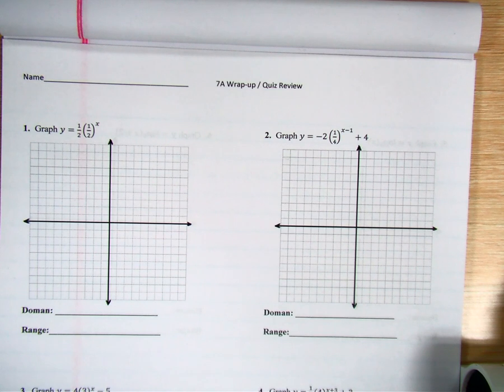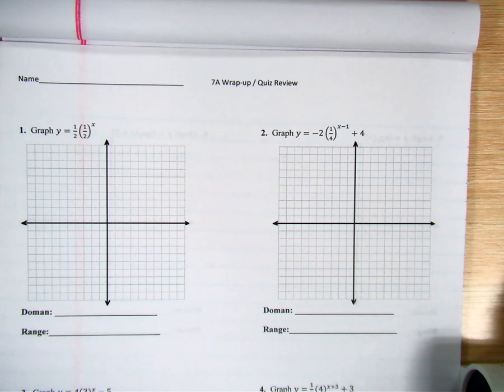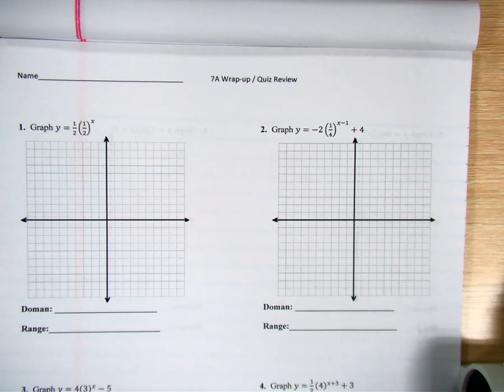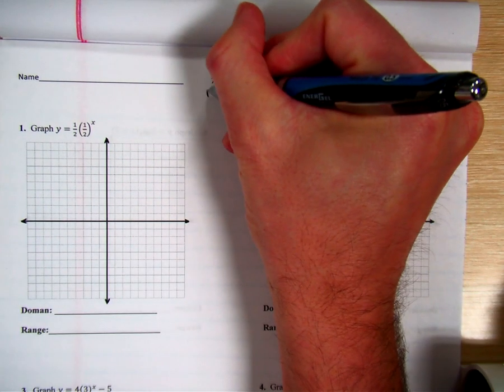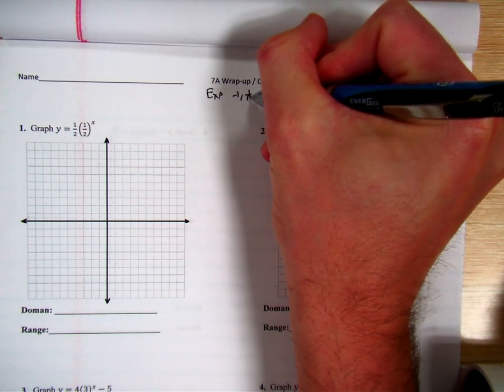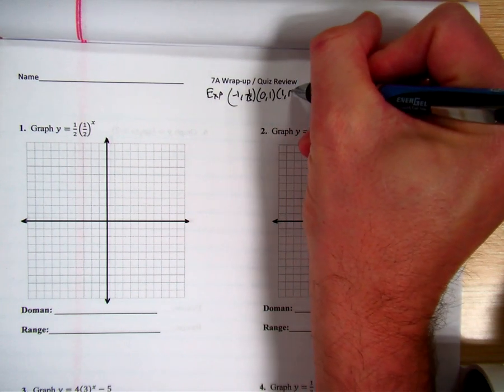Hello, Algebra 2. Here we are with our 7A practice quiz or 7A wrap-up. Just a couple problems here to go over with you together. We'll do maybe one fraction one and one whole number one here on each side. So remember, with our exponential, our pattern is negative 1, comma 1 over b, 0, 1, 1, b.